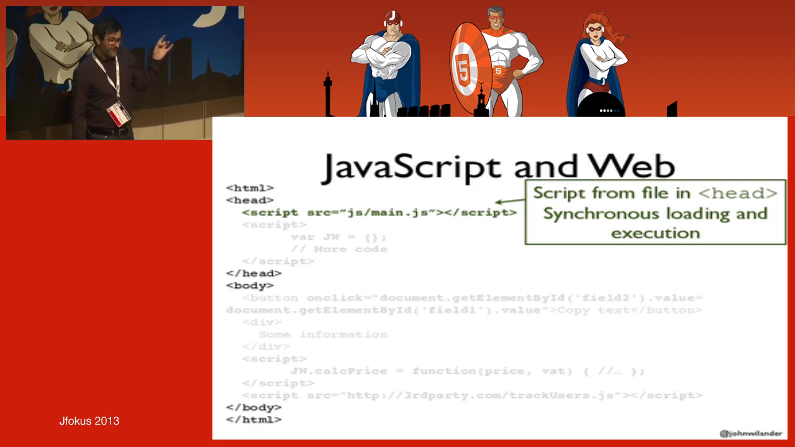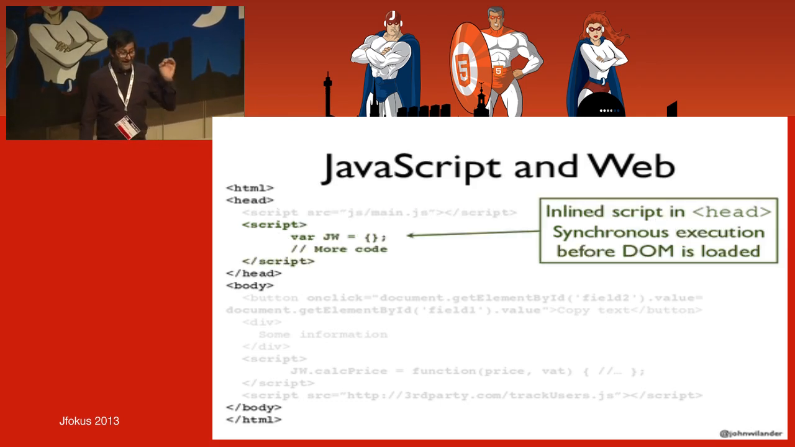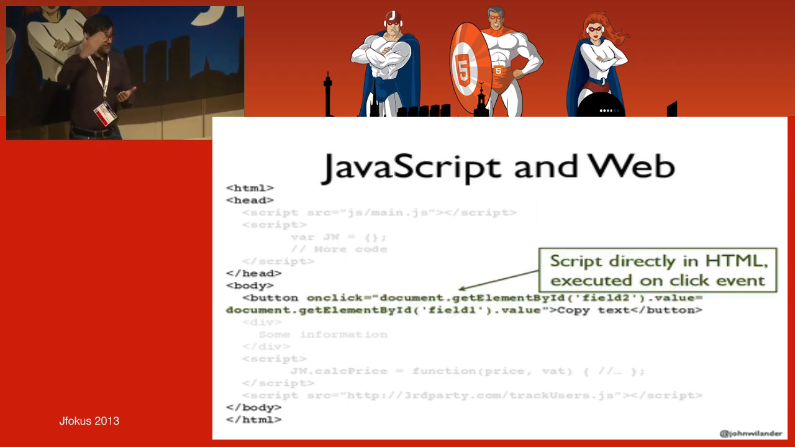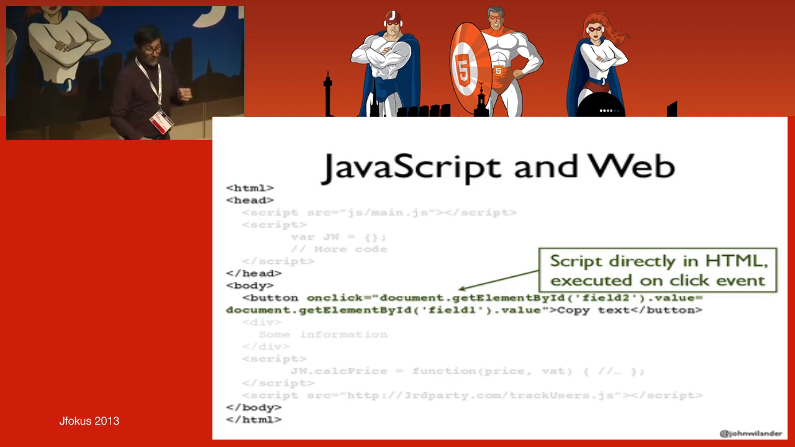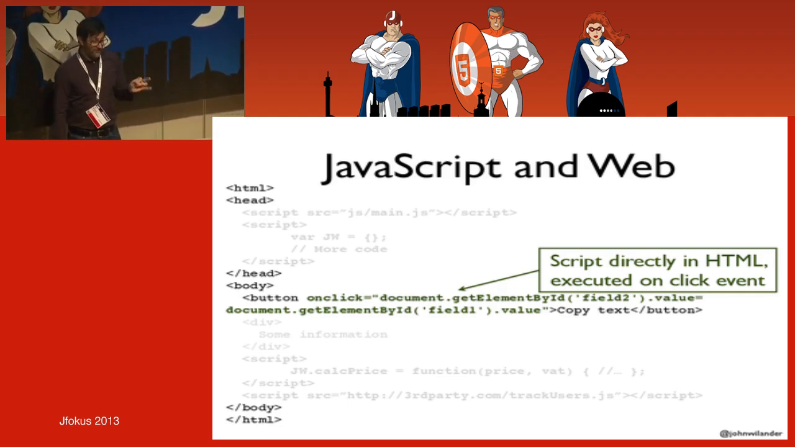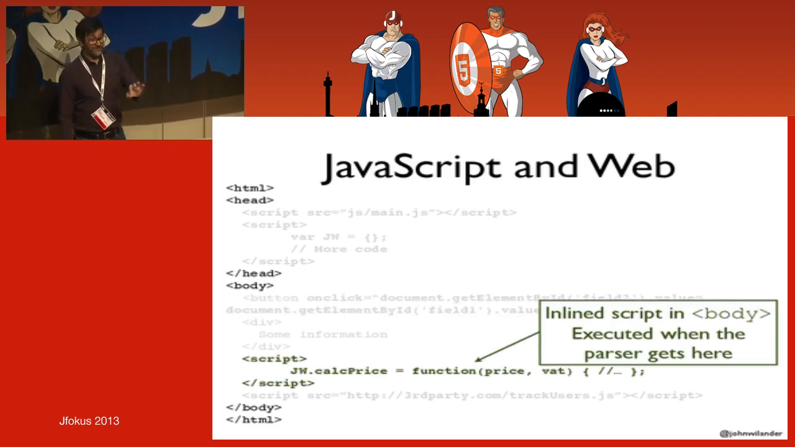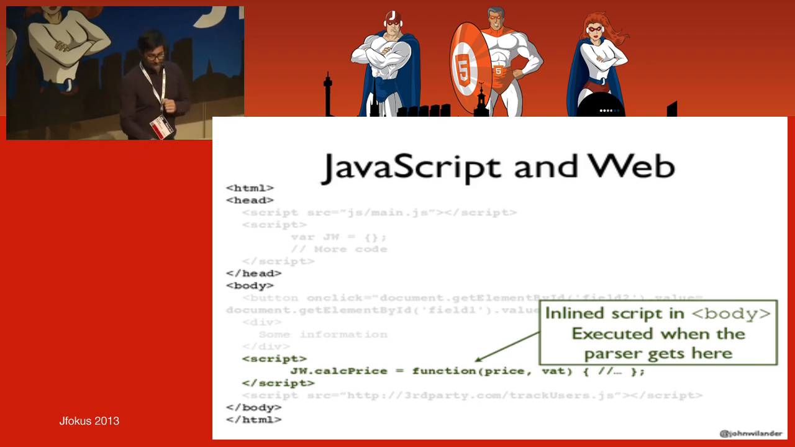So if we include a script tag referencing a file in head, this will be loaded synchronously and executed right away, as soon as it's loaded. We can also have script tags with inline JavaScript in the head tag. This will be synchronous and execute directly as the parser goes down, which means that this will be executed before there exists a DOM. We can also have JavaScript directly in HTML. And in this case, we're attaching it to the onClick event. So as soon as there's a click on this button, this JavaScript will execute or start.